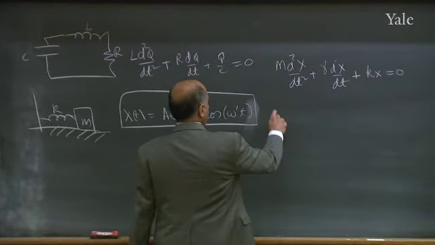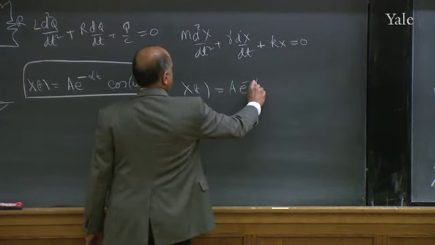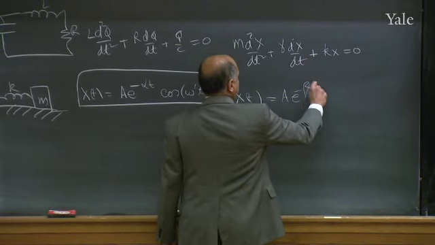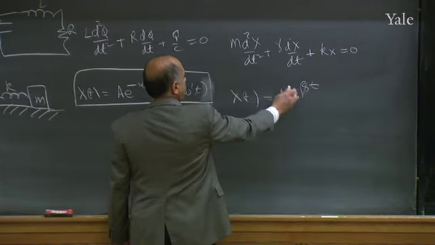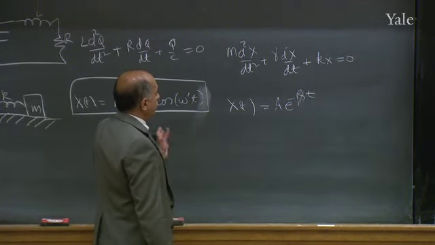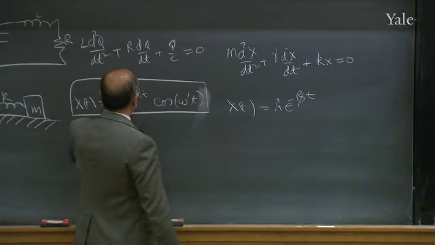You just assume the solution x of t looks like some A e to the minus, I don't want to call it alpha now, it's beta times t. You put it in the equation and solve for beta. And you'll find beta will have a real part and an imaginary part. And you have to combine the two to get this answer.